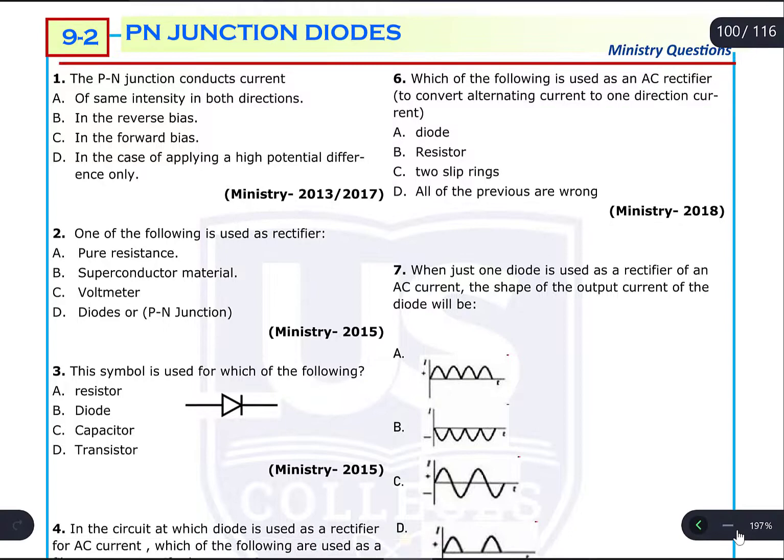Now we will continue with p-n junction diodes. The p-n junction conducts current of the same intensity in both directions. Not correct. Diodes are the devices which conduct, or p-n junction conducts electricity only in one direction, not both directions. In reverse bias, p-n junction does not conduct electricity. In forward bias, it conducts electricity.